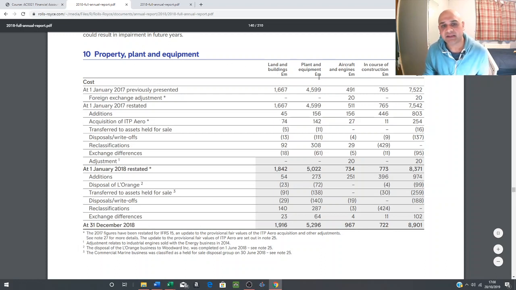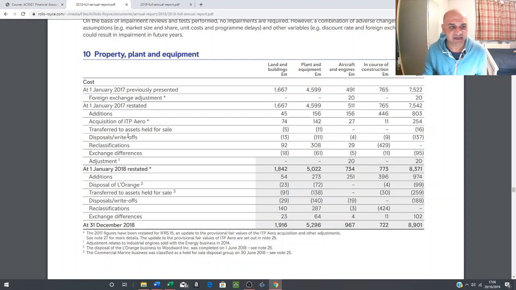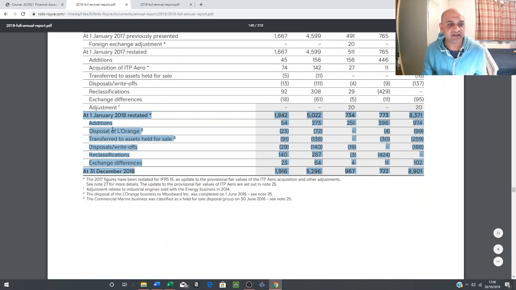They have land and building, plant and equipment, and aircraft and engines in course of construction, so they have some work in progress as well, and the total figures. In the cost, they start with the start-of-year cost, that's here, 1st January 2018. Before that, when they had made changes to their policies, they had to restate it, so that's what they provide at the start. But what interests us starts from January 1st 2018. They had some assets, then they bought some, they disposed of some, and they transferred some assets to the held for sale category. Then there are disposals, reclassification, exchange differences, and the cost at 31st December 2018.